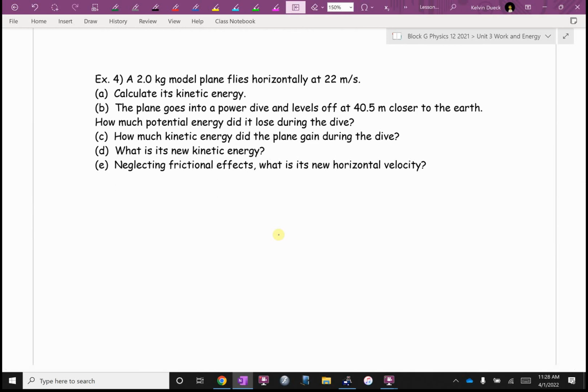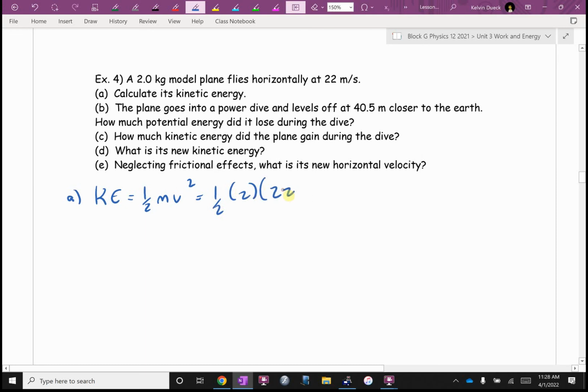A says, calculate its kinetic energy. Well, that's easy. KE is going to be a half mv squared. It's going to be a half times 2 times 22 squared. I do this in my head because the 2 and the 1/2 cancel. It's going to be 22 squared, which is 11 squared, 121 times 4. 484?